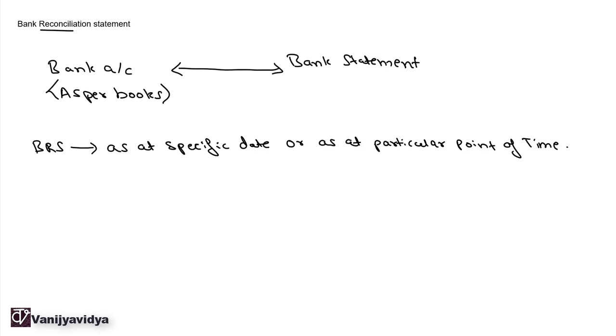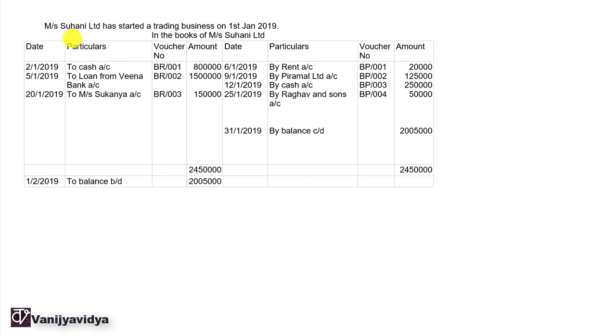Before understanding what is a bank reconciliation, let us first understand how to read a bank account as per books. This is an example of bank account as per books. Messrs Suhani Limited has started a trading business on 1st Jan 2019. In the books of Messrs Suhani Limited, you have bank account. So you have date, particular, voucher number, amount, date, particular, voucher number, amount. On the left hand side, you have debit. On the right hand side, we have credit.